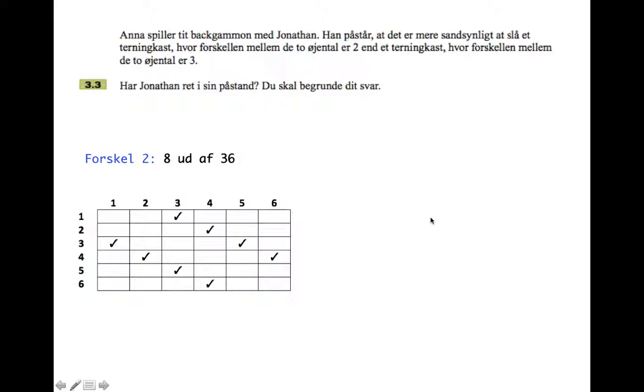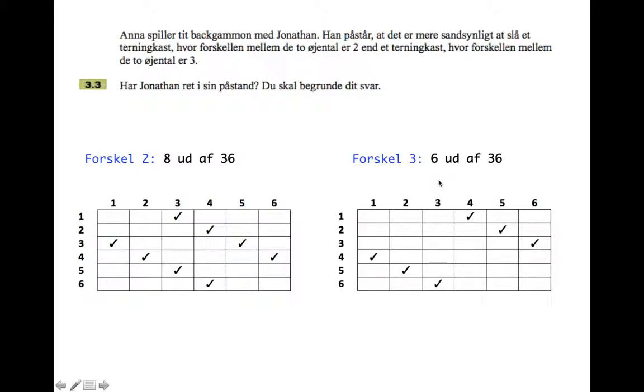Doing a similar thing for a difference of 3, you can see that there are only 6 ways out of the 36 ways that you can throw 2 dice, where you get a difference of 3. So you could get a 4 on the first one and a 1 on the second one, or a 1 on the first one and a 4 on the second one. And the table shows that there are only 6 ways that that can happen. So the probability of that happening is only 6 out of 36.